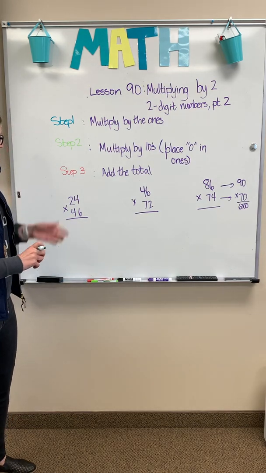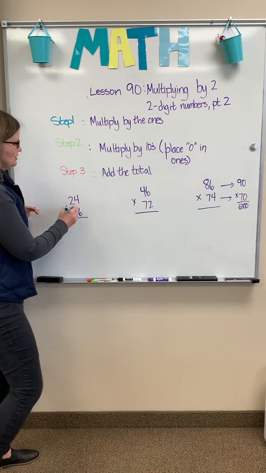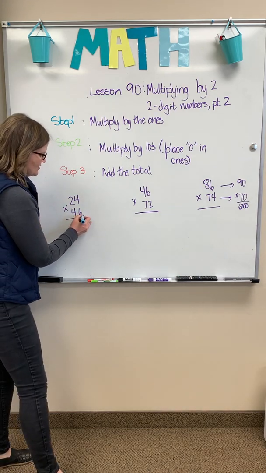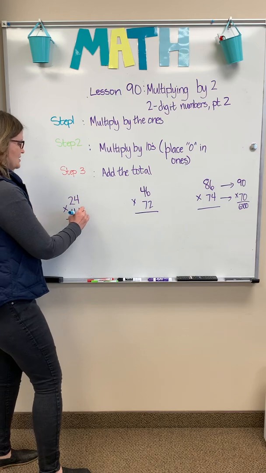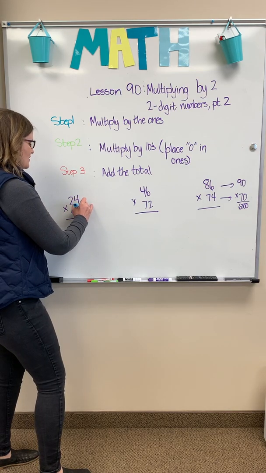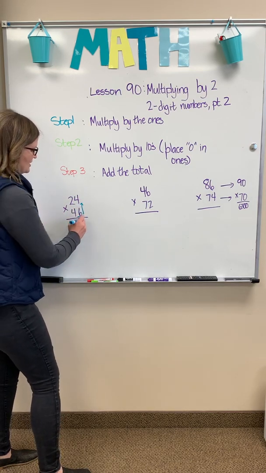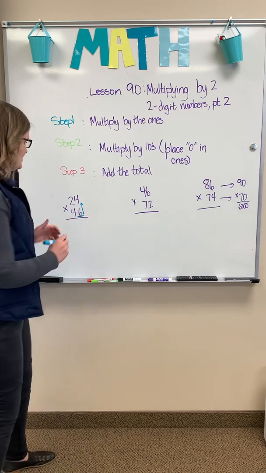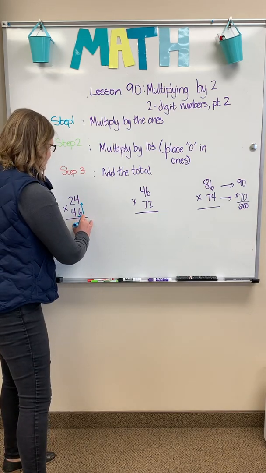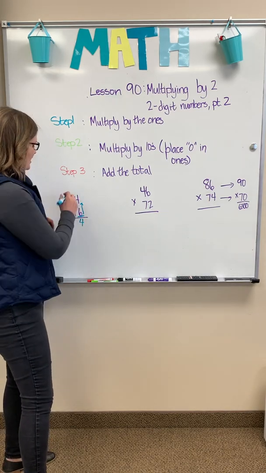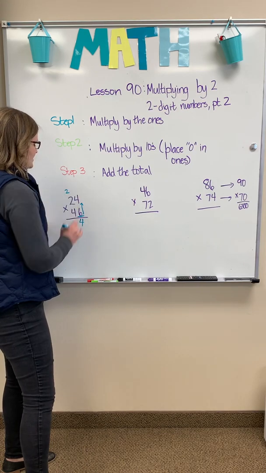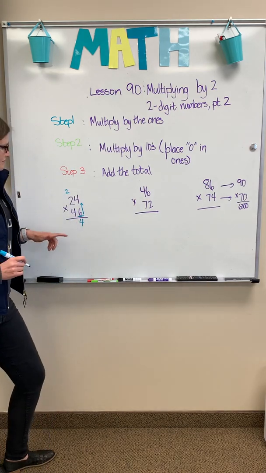So step 1, with my blue marker, I multiply by the ones. That is the 6 right here. And I start going like this. 4 times 6 is 24. So I put my 4 here, and I put my 2 in the tens column.